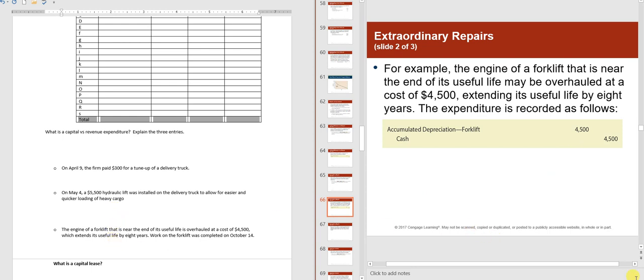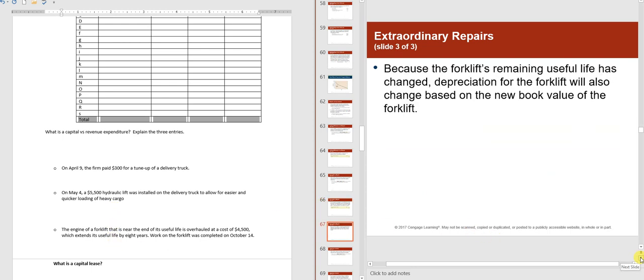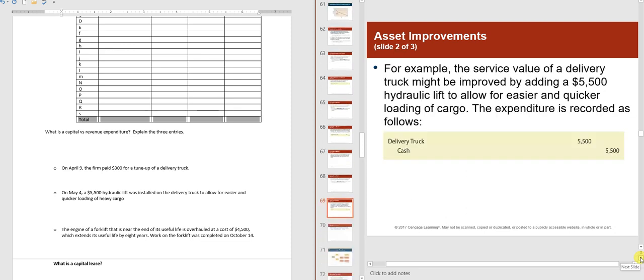And the last option is, if you significantly improve the asset, then you debit the asset itself. So you can debit delivery truck.